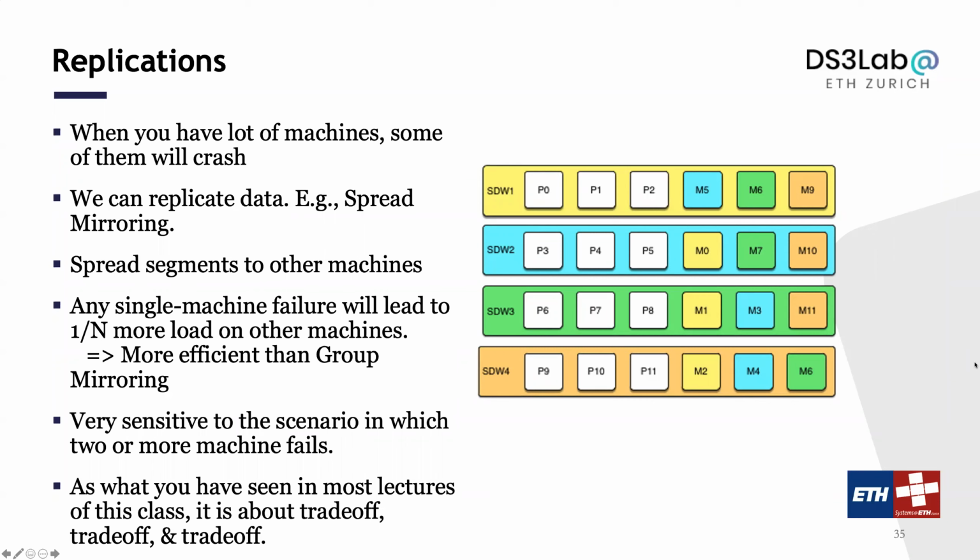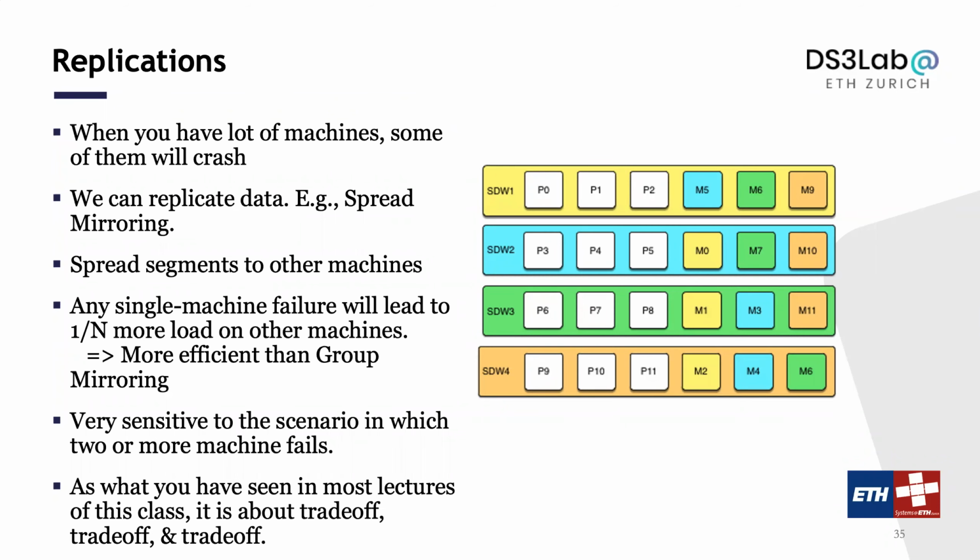What's the benefit of this? The benefit of this is assuming there is a machine failure. For example, the first machine failed. You will not put all the workload on the second machine. So the second machine is going to deal with the replica M0. The third machine is going to deal with M1. This one is going to deal with M2, right? If you have N workers and have one failure, right? All of them are going to have one over N more workload. Right, so that could be something that you want.